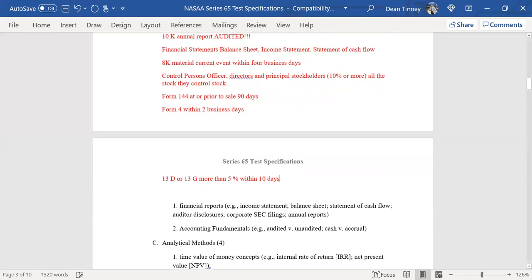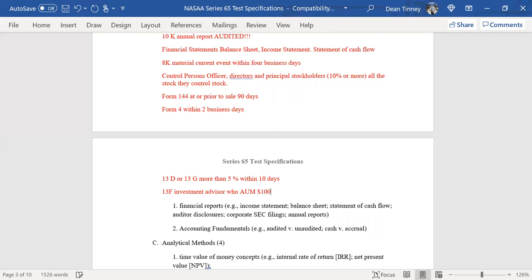Now, the other one that I would know and is pretty testable is 13F. And 13F is for an investment advisor. This is filed quarterly. An investment advisor who has assets under management of 100 million or more.